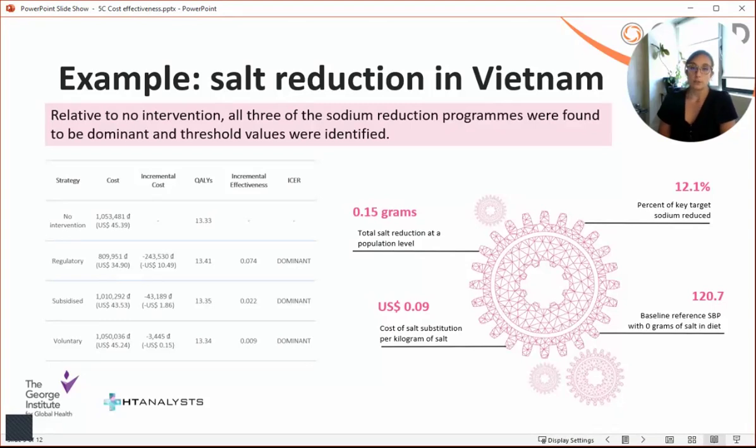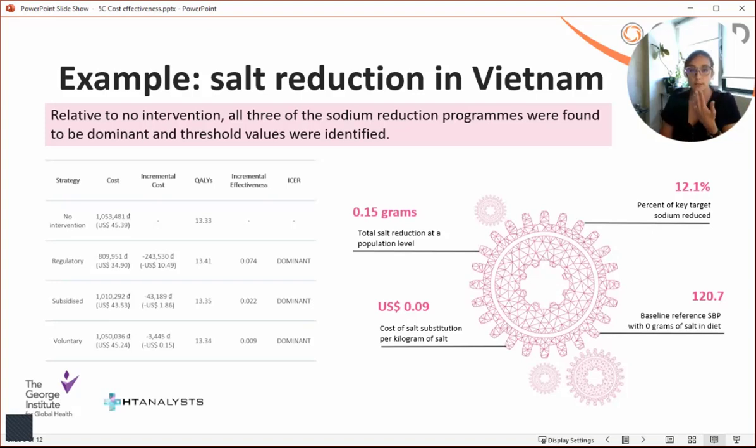The regulatory strategy, on the other hand, was the least costly and the most cost-effective program scenario. This is due to the fact that no cost of salt substitution or media campaign would be sustained by the Vietnamese government, which was the main perspective of this analysis, but the mandatory nature of the legislation would translate to 100% population coverage and therefore a high effectiveness.